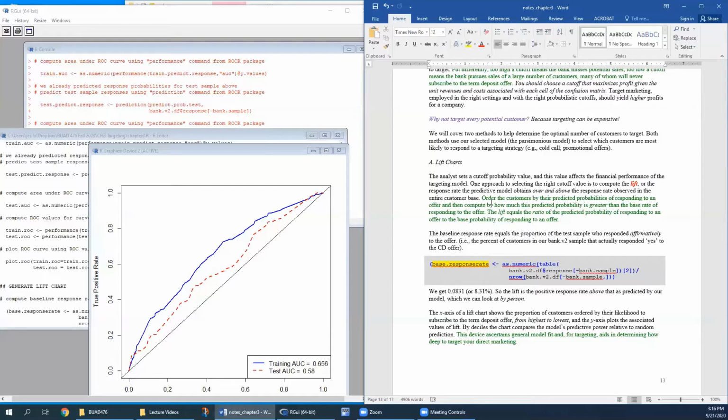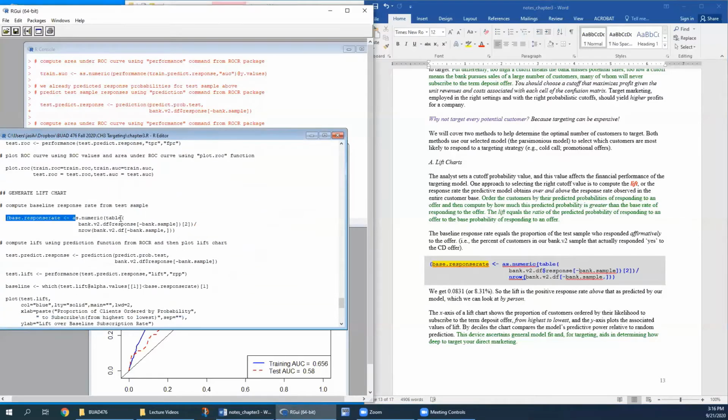So by looking at a lift chart, you can select that proportion of consumers who are more likely than average, or have a lift ratio above 1. So the base rate response, the baseline response rate, equals the proportion of the test sample who responded affirmatively to the offer out of everybody. So that average response rate. So we can calculate this just kind of raw in our data.